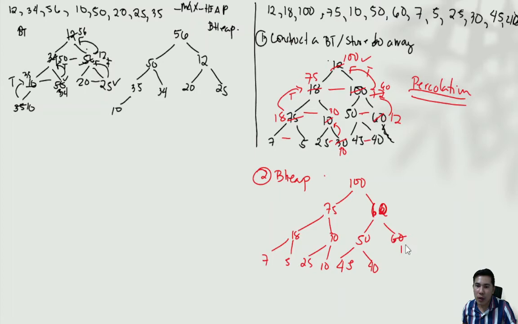So the heap would be this. This is okay. So are they in order? 60 is greater than its children? Yes. 50 greater than the children? Yes. 75 greater than children? Yes. 18 greater than children? Yes. 30 is greater than children? Yes. So it's a binary heap. So that is how you construct a binary heap.